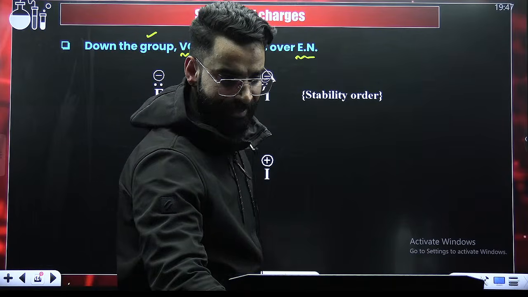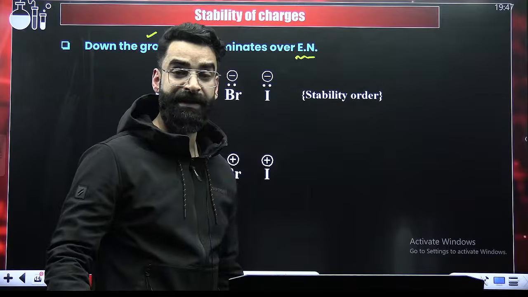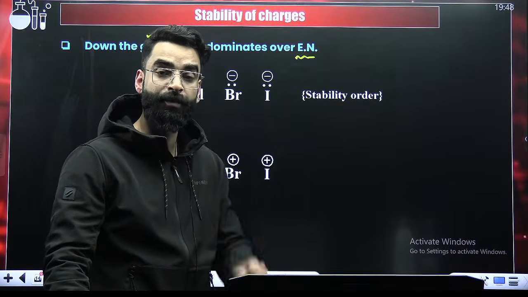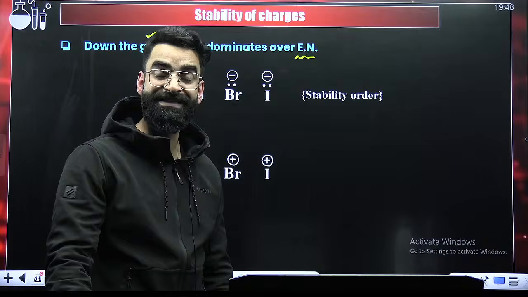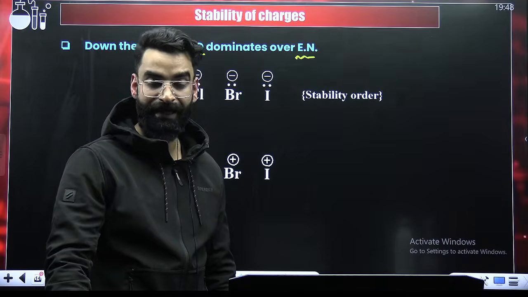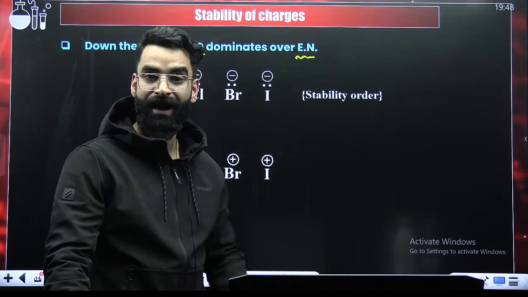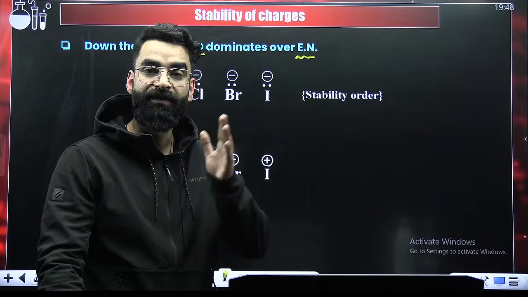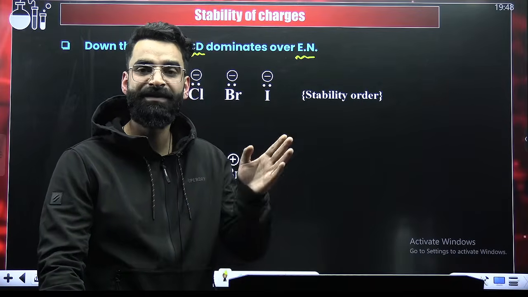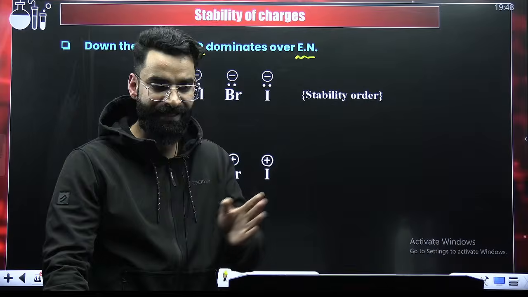Across the period, electronegativity dominates over VCD. Down the group, remember, it's going to be VCD that dominates over electronegativity. And as I've told you already, VCD and stability are inversely proportional.